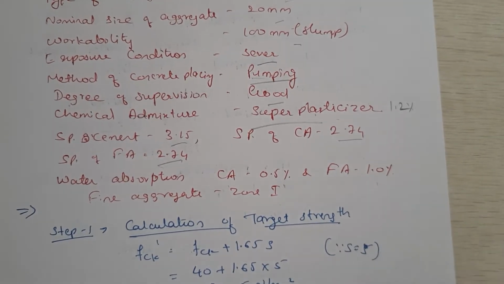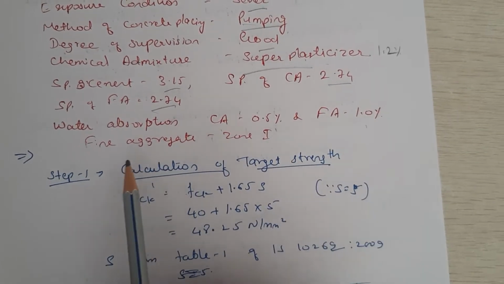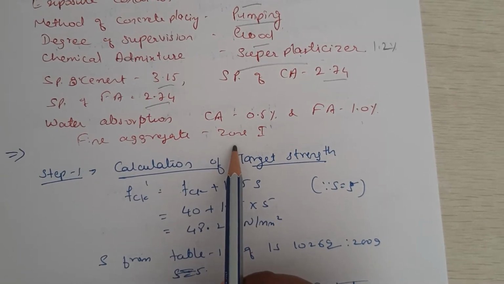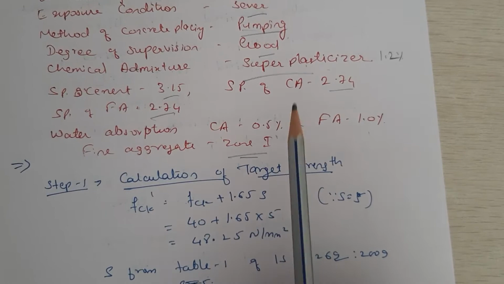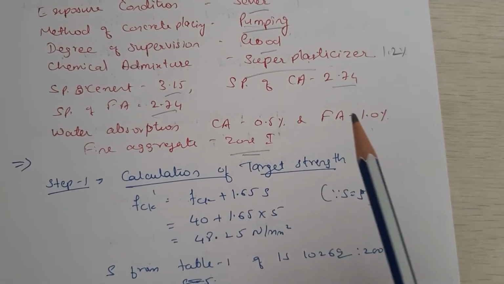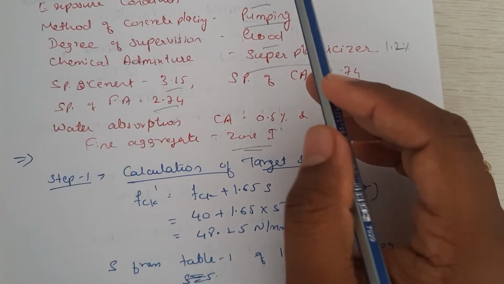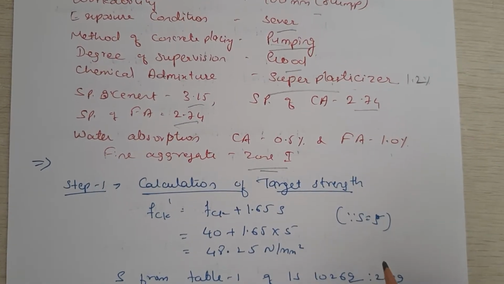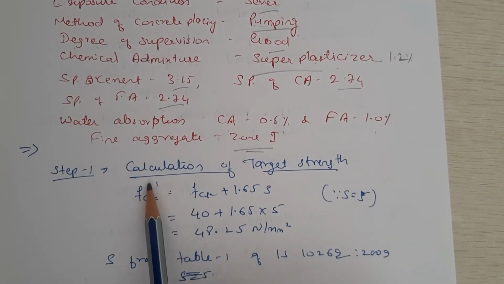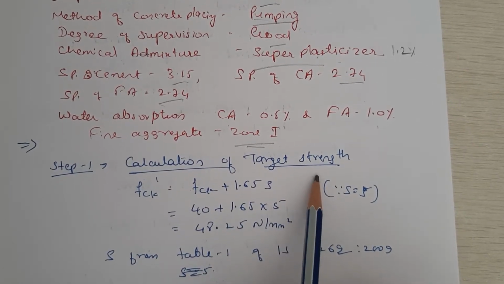Along with this, the fine aggregate is given as Zone 1. Using this data we have to calculate the concrete proportions for M40 grade concrete. So the first step is the calculation of the target strength, right?